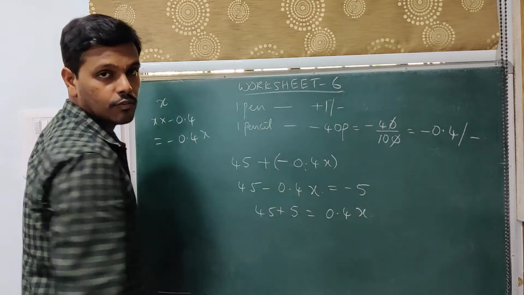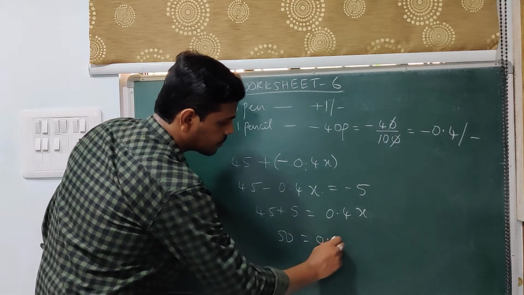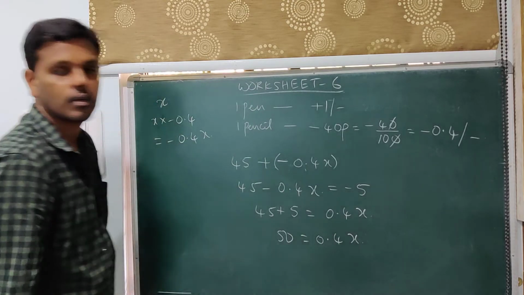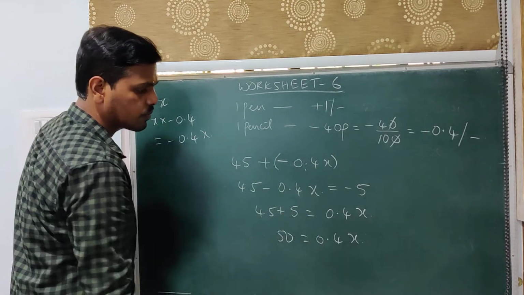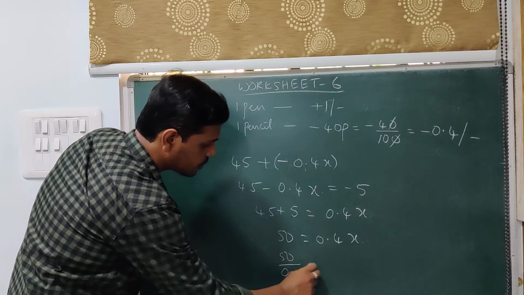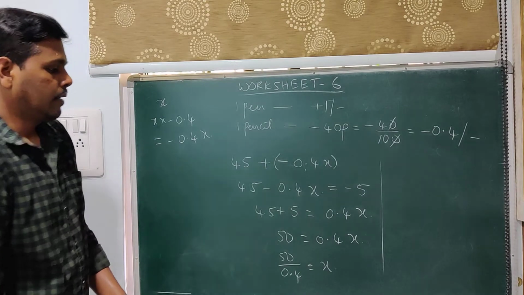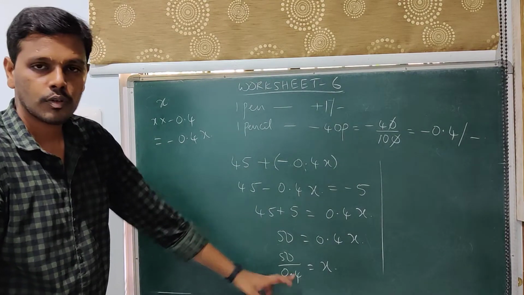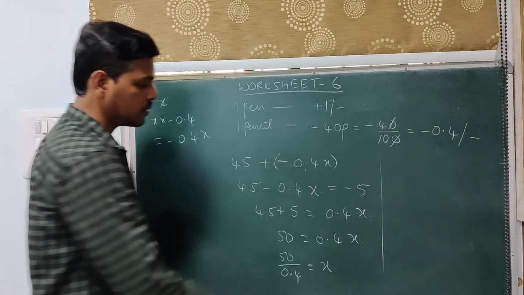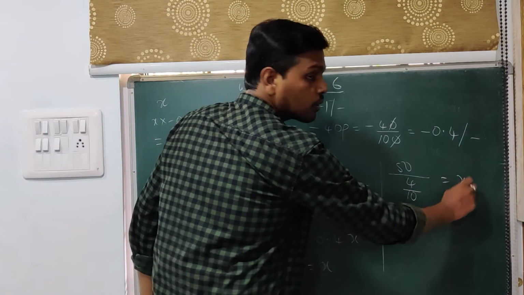Next, 45 plus 5, 45 plus 5 is 50. So this is 50 is equal to 0.4x. Now transpose this. So if you transpose, what do you get? 50 by 0.4 is equal to x. Now 0.4 you can write as 4 by 10. So this is 50 by 4 by 10 is equal to x.